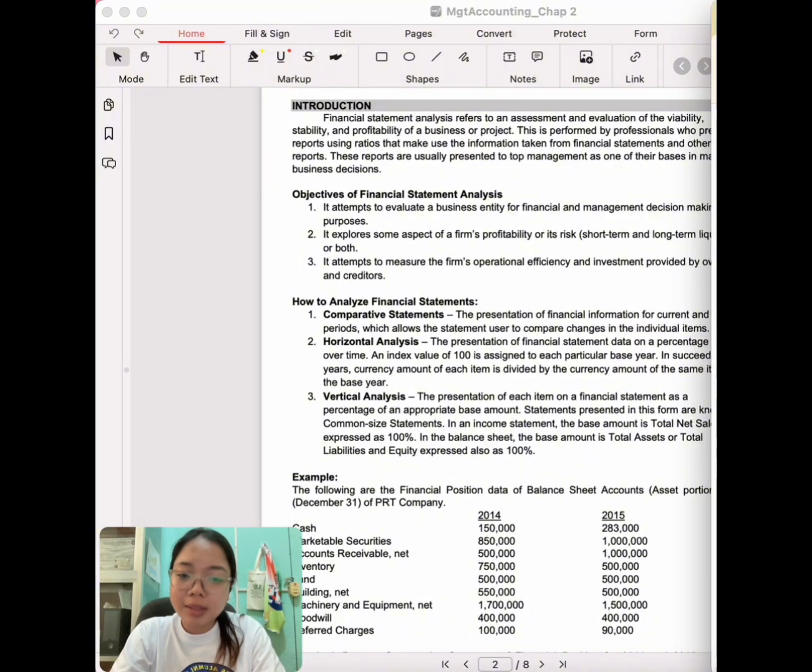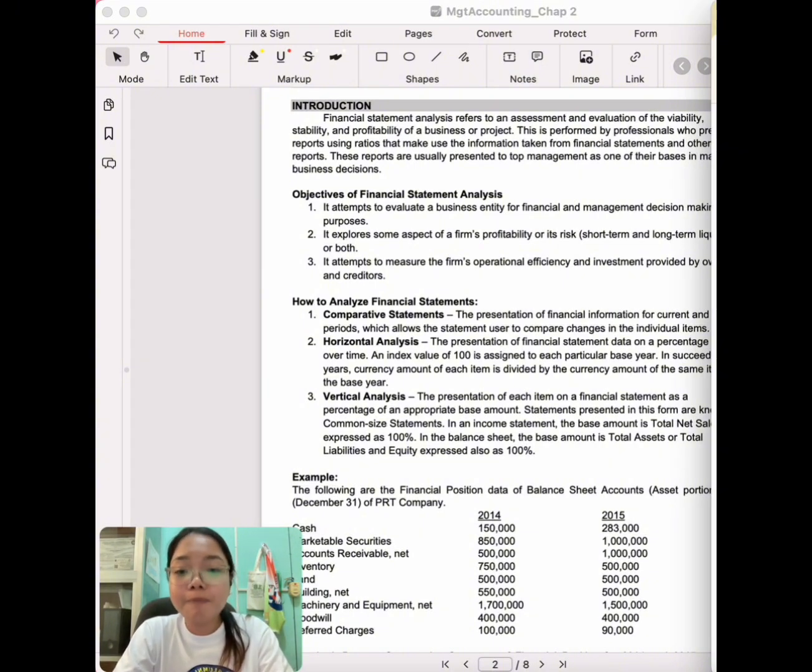Ang second objective naman is profitability and risk. So, ang financial statement analysis, it also examines profitability and risk, particularly doon sa short-term and long-term liquidity. So, in simple terms, kumikita ba yung kumpanya at kaya ba nitong bayaran yung mga obligations nila? So, yun yung pinaka main point ng profitability and risk na objective.